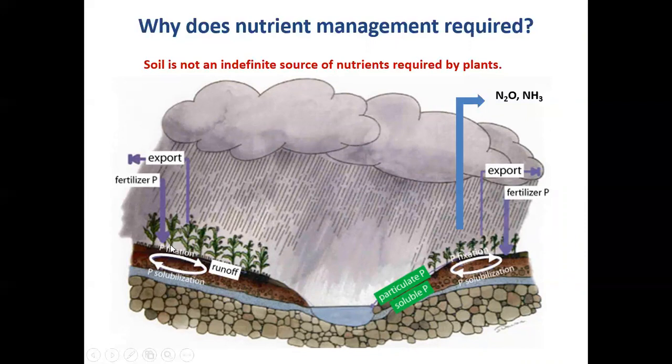Then we also have fixation in the soil. Whatever we are adding to the soil, especially phosphorus, is fixed with the soil. So there are a lot of things which have to be considered while talking about nutrient management, because there are chances of losses. Management is generally to reduce the applications and to reduce the losses. When you reduce the losses, it means you are utilizing the fertilizer efficiently. So you are a good manager of nutrients in that soil.